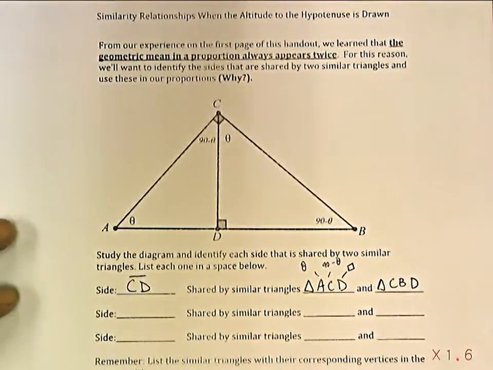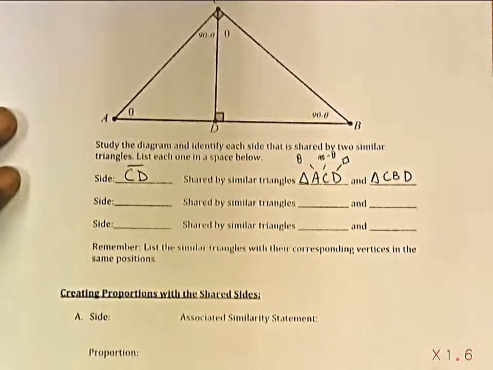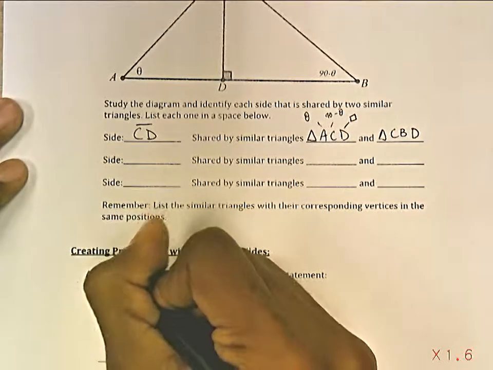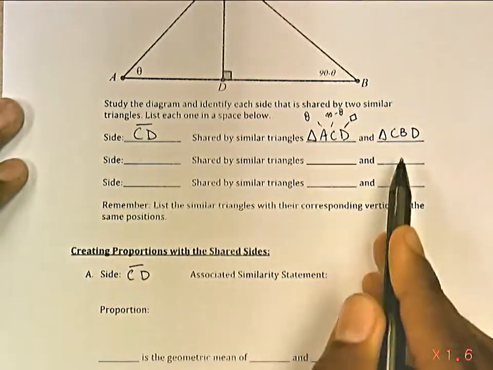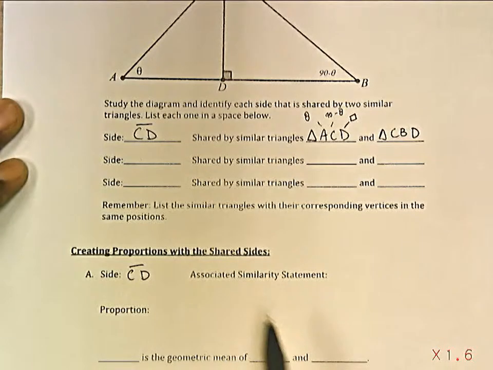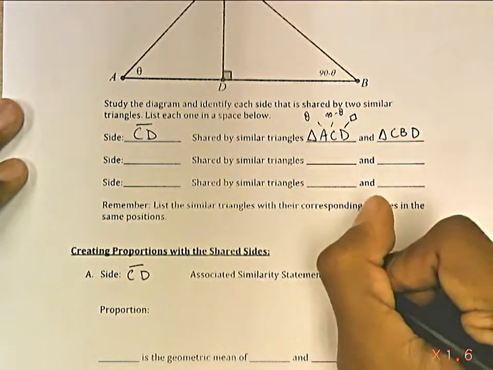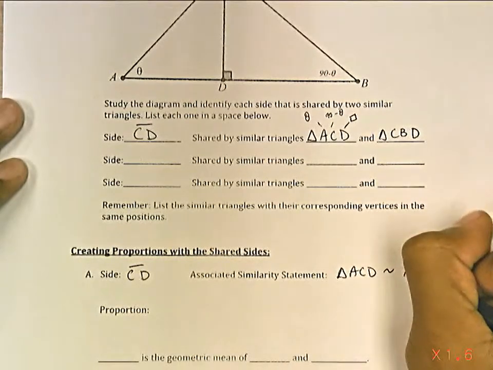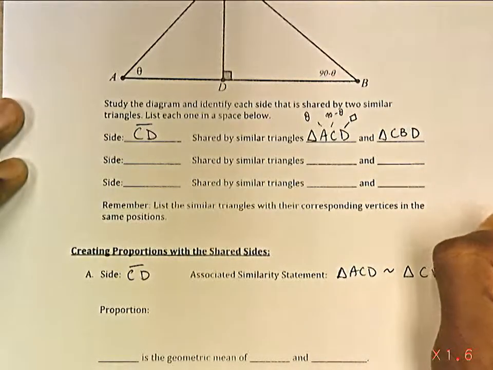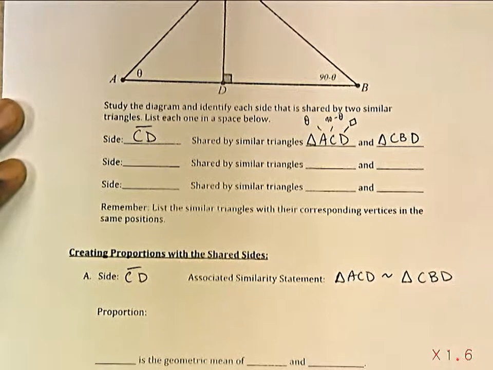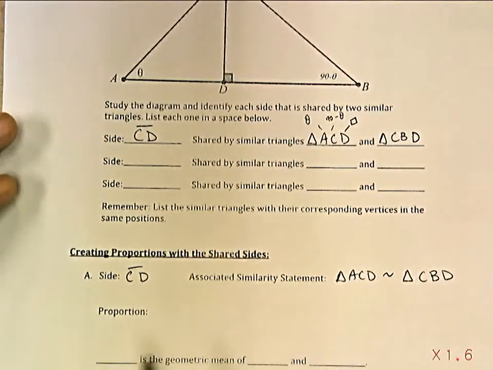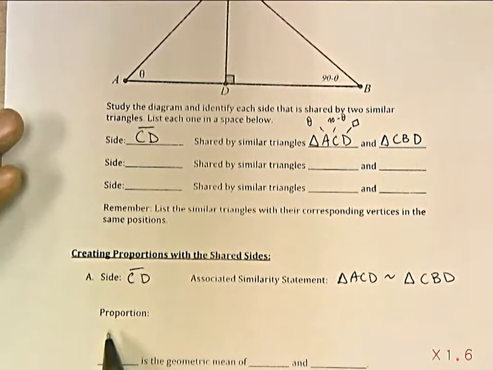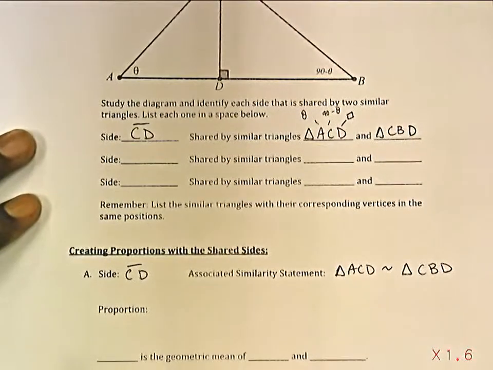Taking that as an example, we move to the next part of the handout. For segment CD, which we've done the work for here, the associated similarity statement would be that triangle ACD, and again order matters, is similar to triangle CBD. Now the serious bookkeeping comes in when we figure out how to make the proportion. This is where students sometimes struggle.